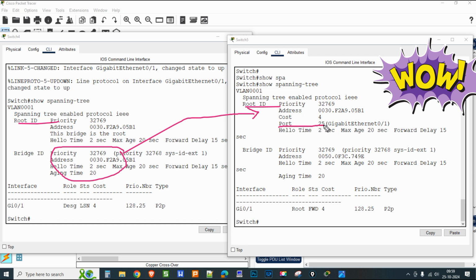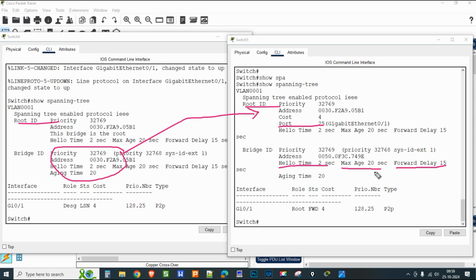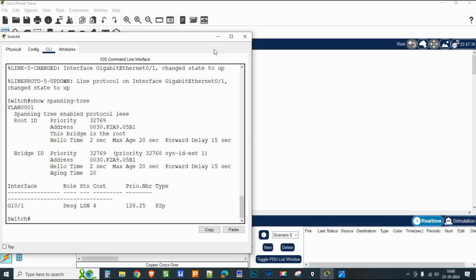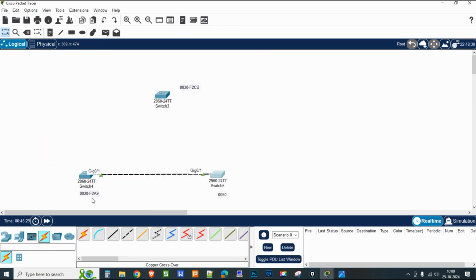Then which port is connected? Port 25 is connected to switch 4. You can see the hello time is 2 seconds, forward delay 15 seconds, and the maximum age is 20 seconds. We can modify those values. The system ID extension is VLAN 1, because by default all the VLAN values are 1. Here it shows 1. Now we connect another switch to check which one is the root bridge.